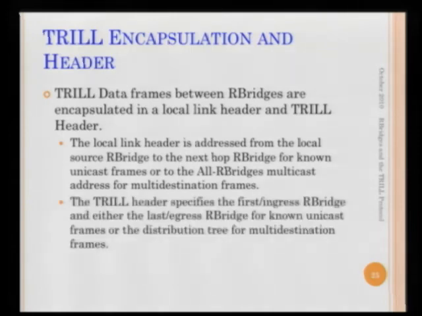In this frame, there's a TRILL header, and that specifies the first RBridge that was hit, the ingress RBridge, and the last one, the one it's aiming for, where it'll be decapsulated if it's unicast. If it's a multi-destination frame, that egress RBridge slot is really the name of a distribution tree on which that frame is going to be distributed.